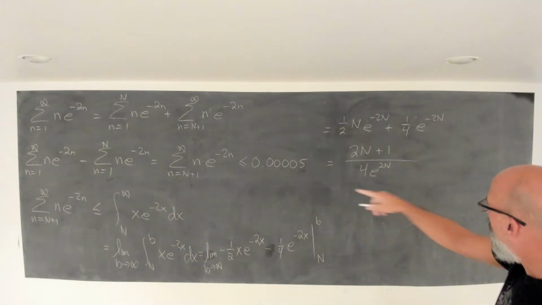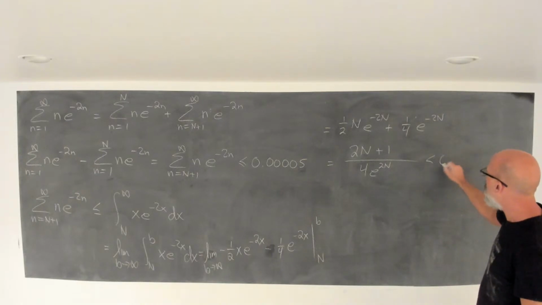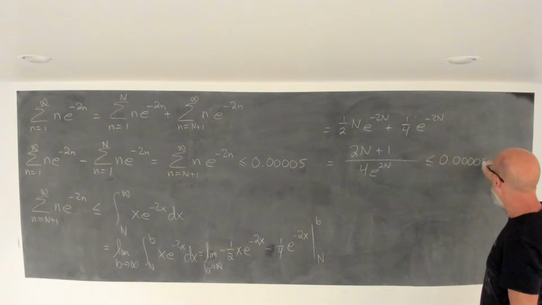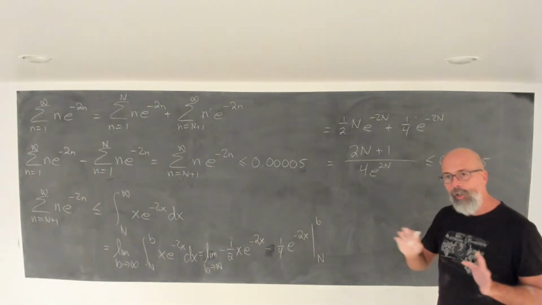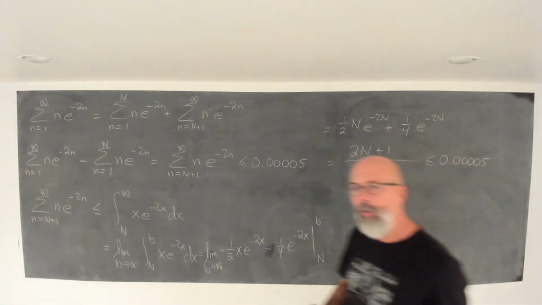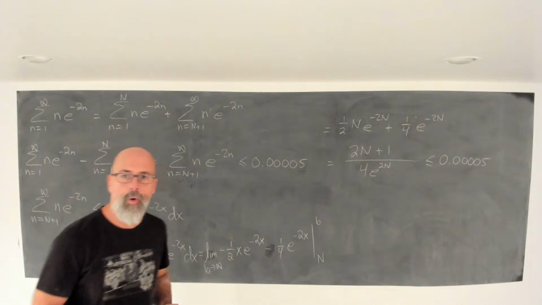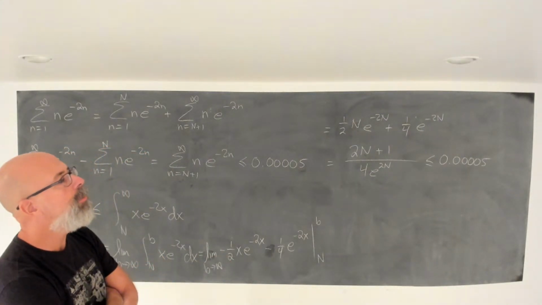All right, and now we want this to be less than 0.00005, and I'm going to let you, Philip, we're using this as a starting point, just as a starting point. You'll see what happens.